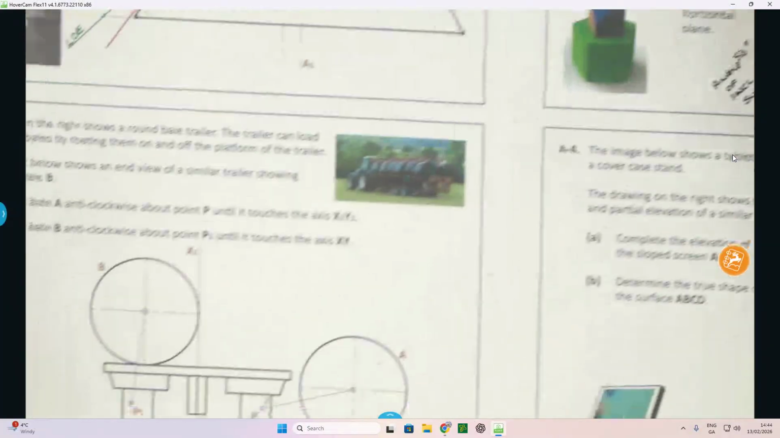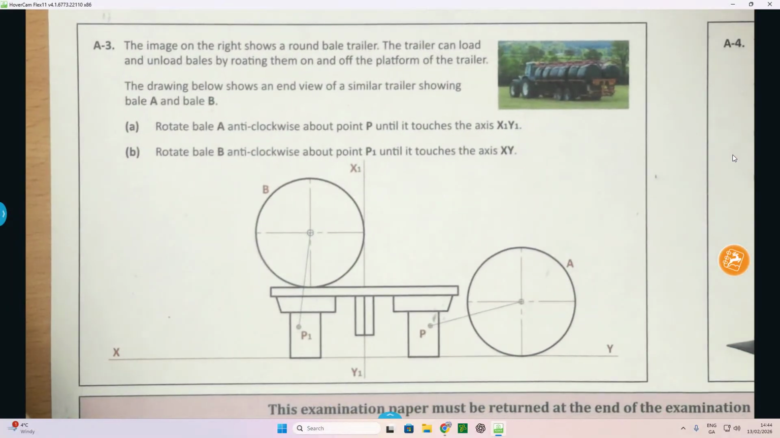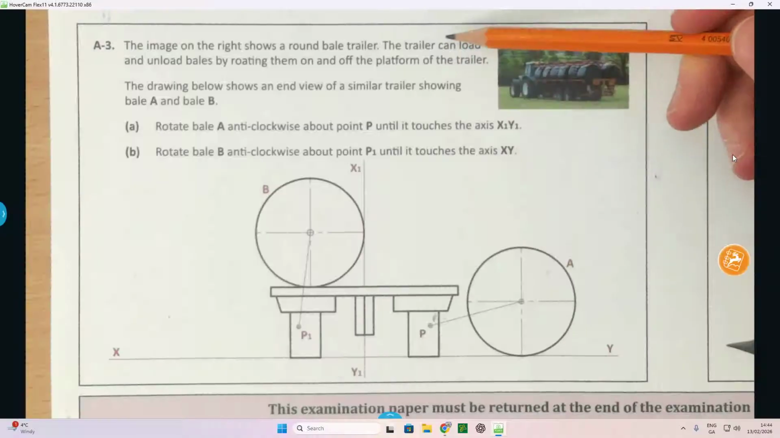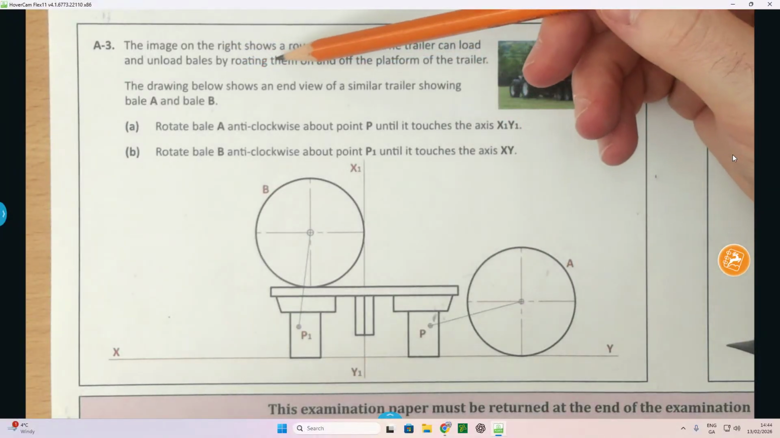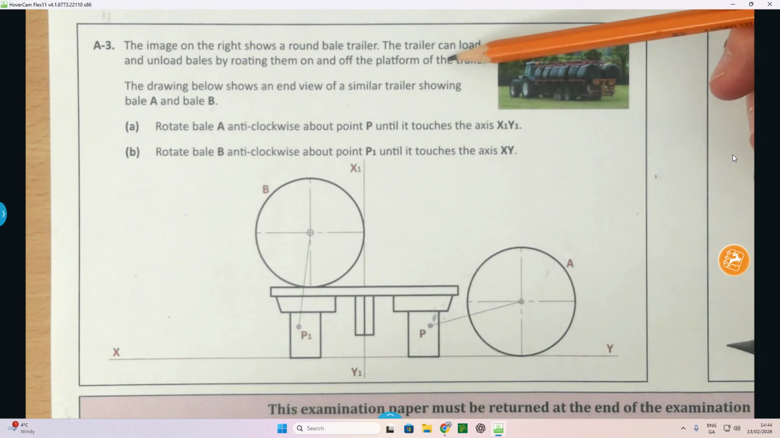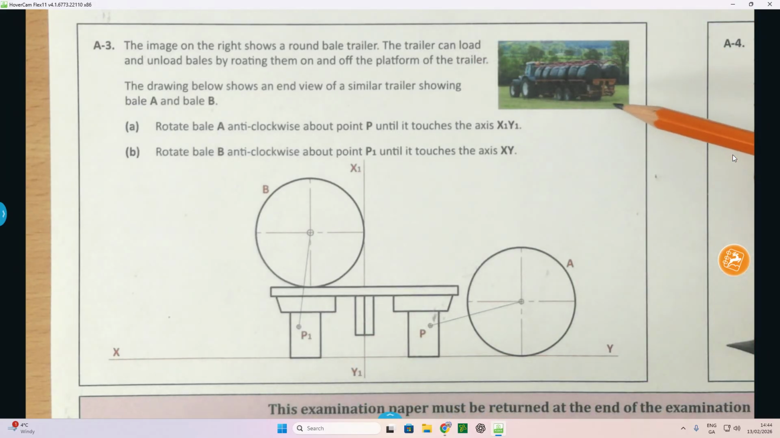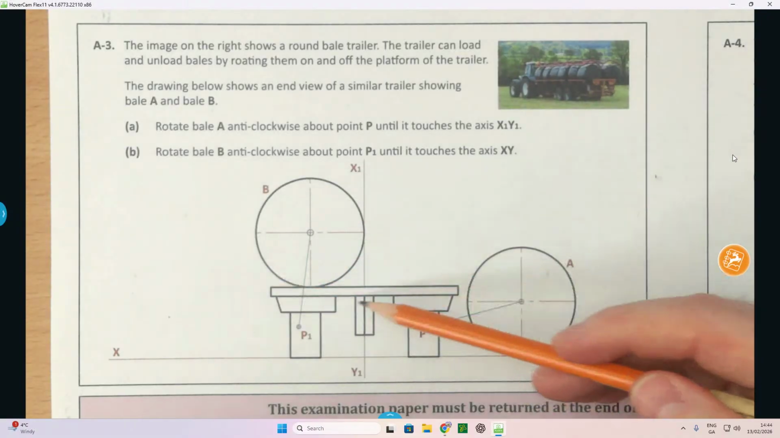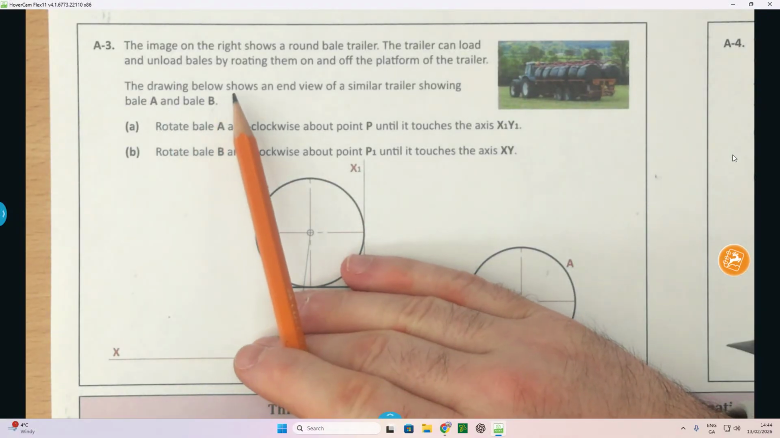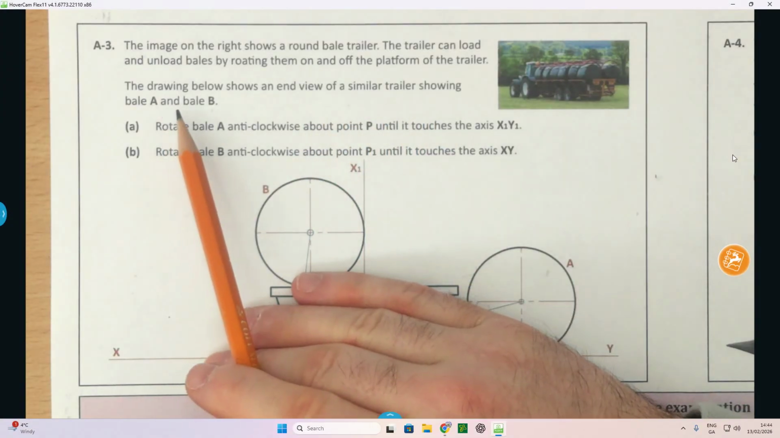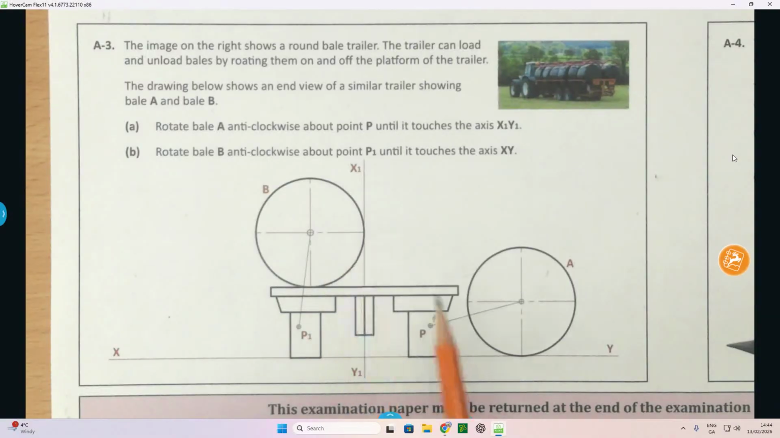So, question 3. This question has a lot to do with solids in contact and your understanding of this. It says here, the image on the right shows a round bale trailer. The trailer can load and unload bales by rotating them on and off the platform of the trailer. So we can see here they're showing the rear of the trailer. It's like we're looking in at the back of it, and we can see the bale as it sits on top of the trailer. The drawing below shows an end view of a similar trailer showing bale A and bale B. So we've got bale A, which is obviously on the ground, it's not on the trailer.